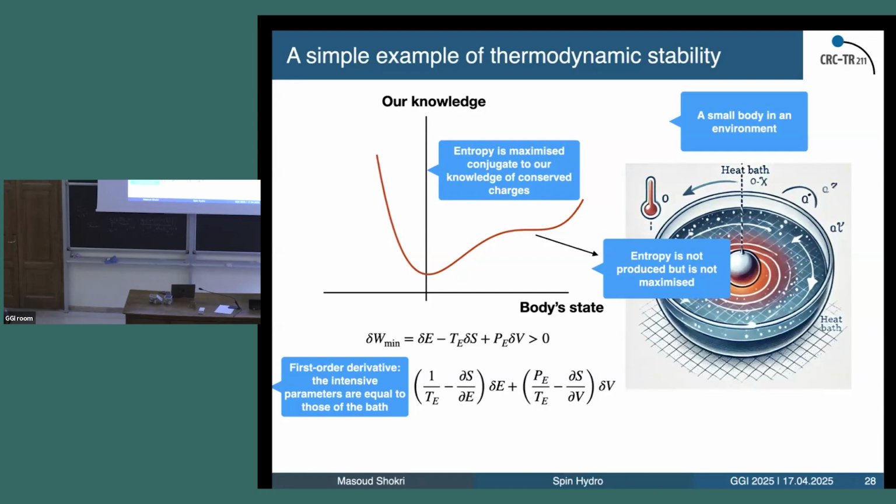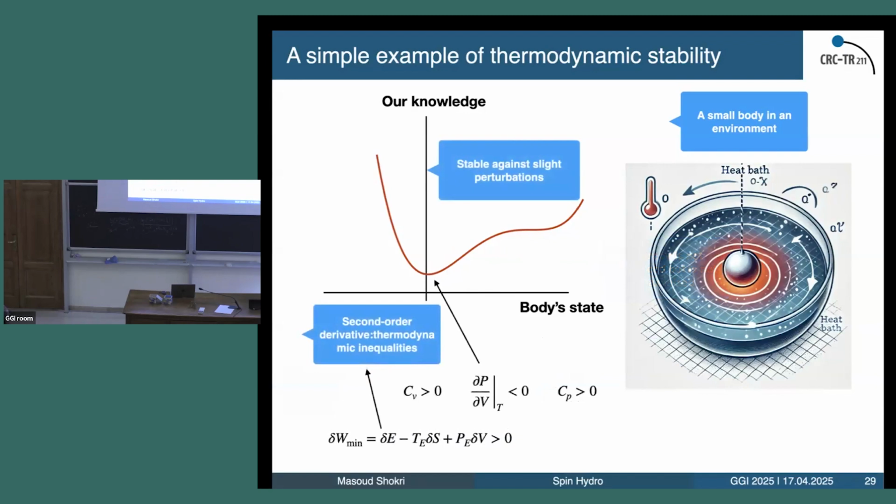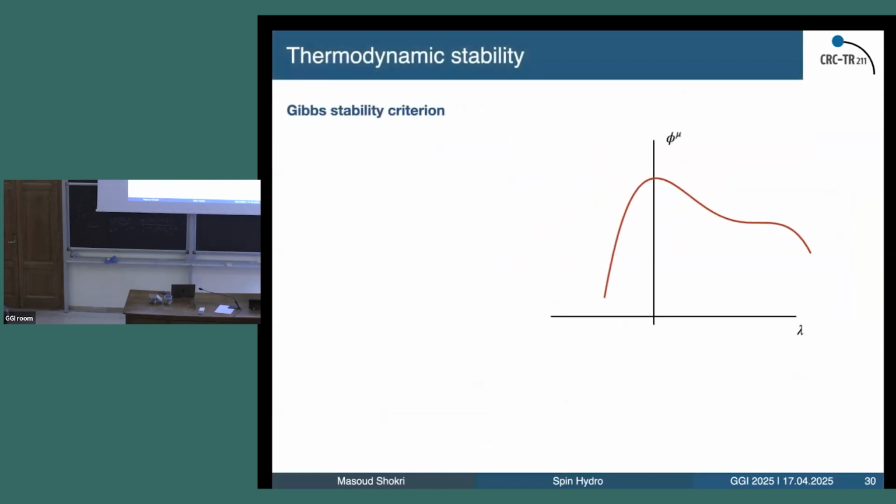So if you go away from that point, this turning point, you might gain some information or you might lose some information, and you don't know. And the second order derivatives of these give you the thermodynamic inequalities that determine whether you're here or here. And these are basically the sense of the Gibbs stability criterion.